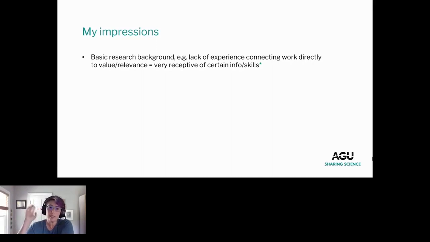And I'm going to give some impressions and then sort of immediately contradict myself about them. I would say that to some degree, those who are in basic science have less experience with certain information skills and are so very receptive to learning them. So if we're talking about relevance, which I know is a whole category that has a lot of details and nuances that we could discuss, but if it's about how do I connect my science in a way that's relevant to whatever audience it is, or how much jargon is too much jargon, things like that.